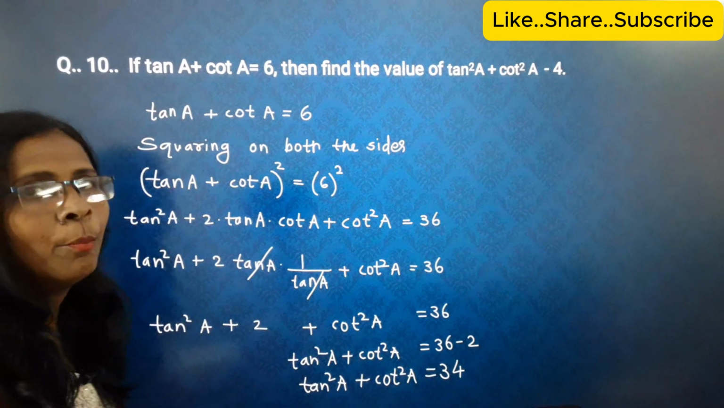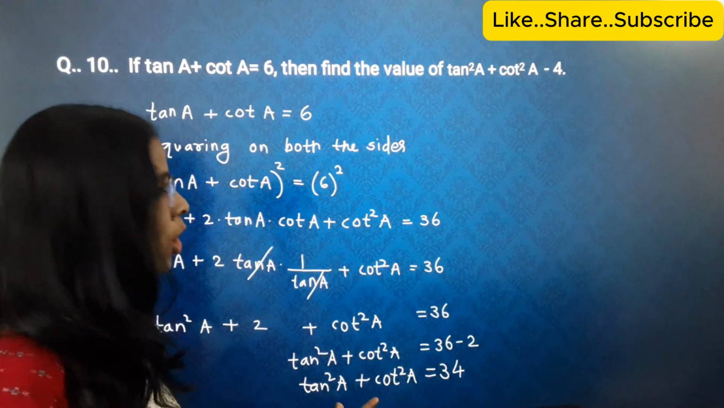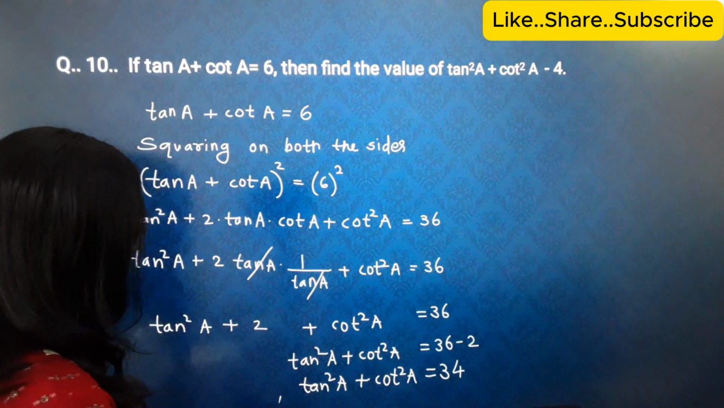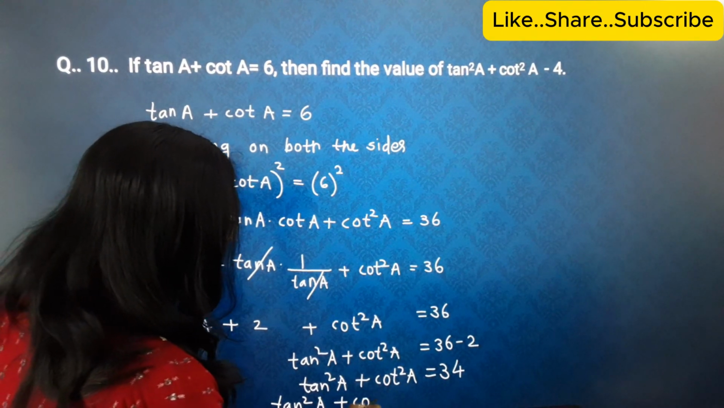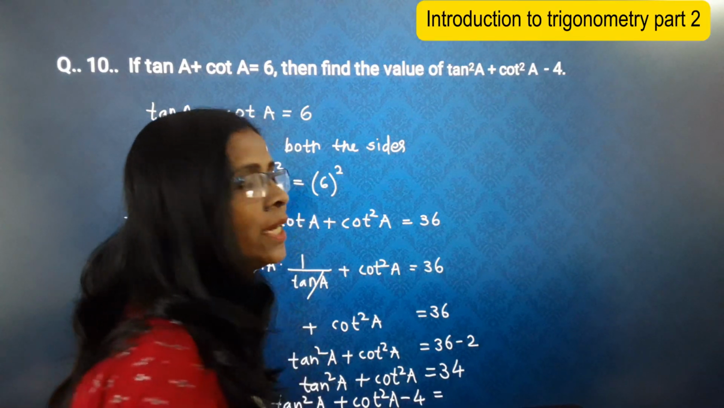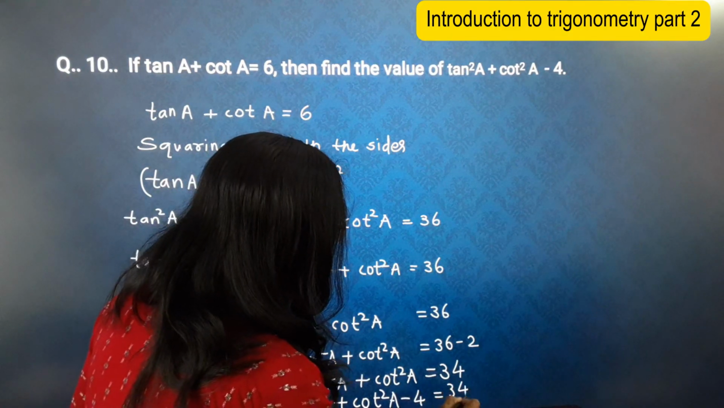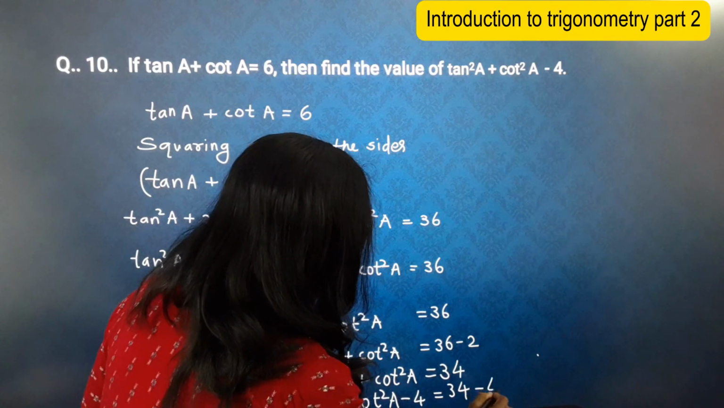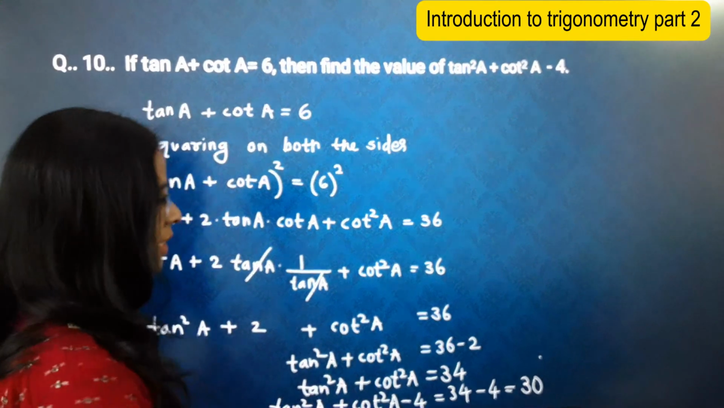Now here, we don't want the value of tan square A plus cot square A. We want the value of tan square A plus cot square A minus 4. So that means we subtract 4 on both the sides. So 34 minus 4 is equal to 30. So our final answer is 30.